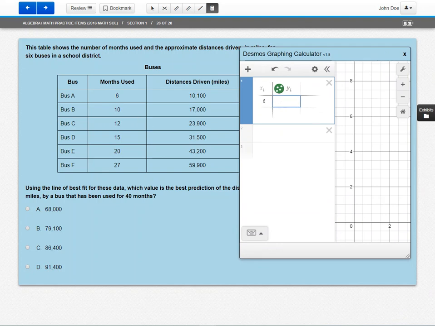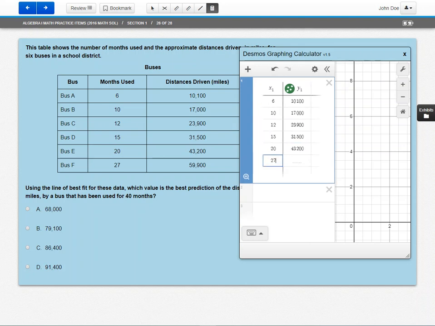So this would be 6 and 10,100. And this one is 10, and it's got 17,000. This one says 12 and 23,900. This one says 15, and then it says 31,500. And this one says 20 and 43,200, and 27 and 59,900. All right, so then we can find our line of best fit, right?